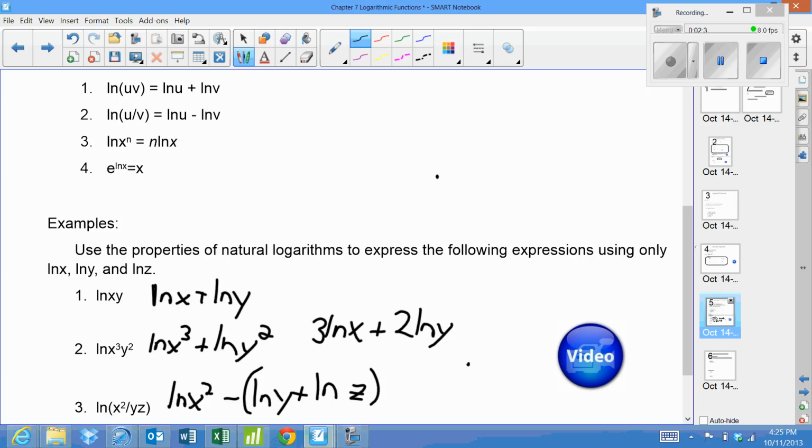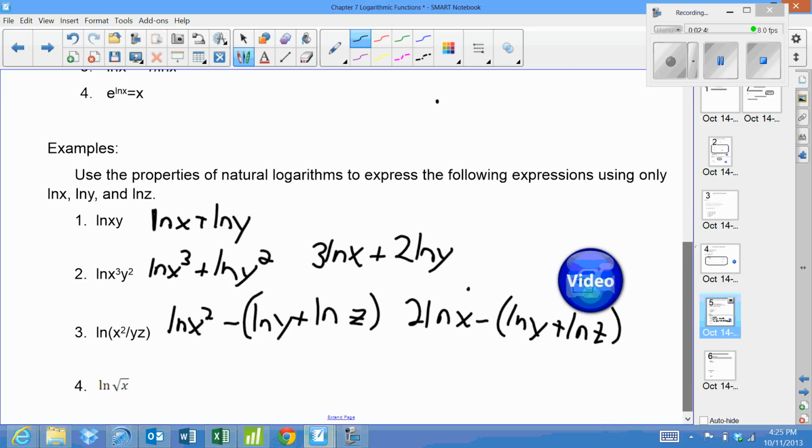Okay. The only thing we need to do now is take our exponent over here and move it out front. So we would be left with 2 natural log of x minus the natural log of y plus the natural log of z. Excuse my horrendous handwriting here.